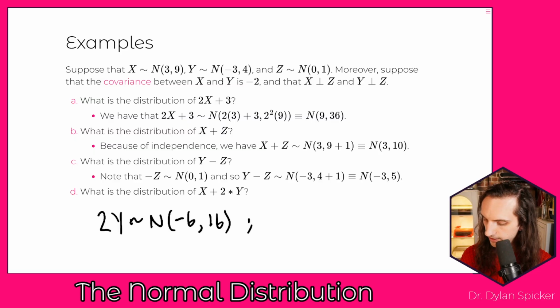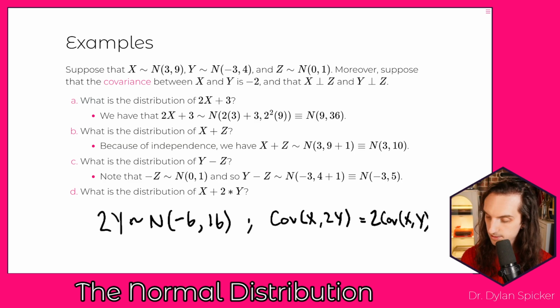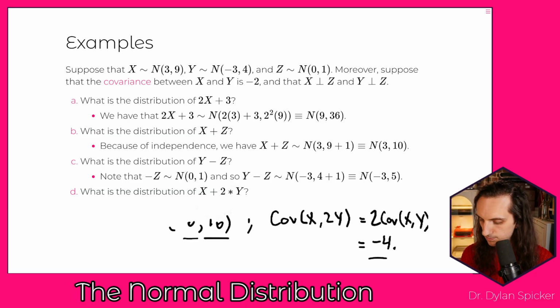Now, what about the covariance? We want the covariance between x and 2y, but that's simply 2 times the covariance between x and y, and so 2 times that covariance gives us a covariance of -4. Then we can plug into our closure formula. The mean is going to be the mean of x plus the mean of 2y. The variance is going to be the variance of x plus the variance of 2y plus 2 times their covariance.